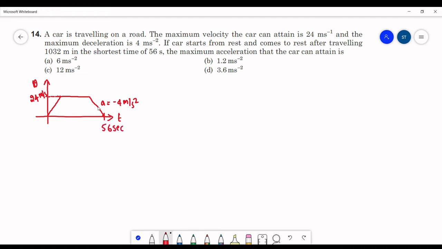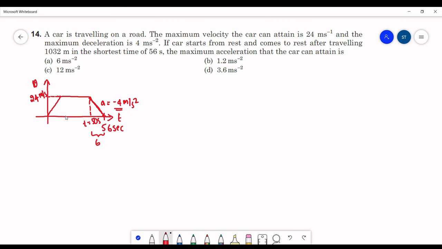Here the velocity is 24. Finally the velocity is 0. And the acceleration is minus 4 meters per second square. So by applying v is equal to u plus at, we can say that the time of this deceleration will be 6 seconds. So here at this point the time will be 50 seconds. So this deceleration time will be 6 seconds. So before deceleration the car is going to move for 50 seconds.